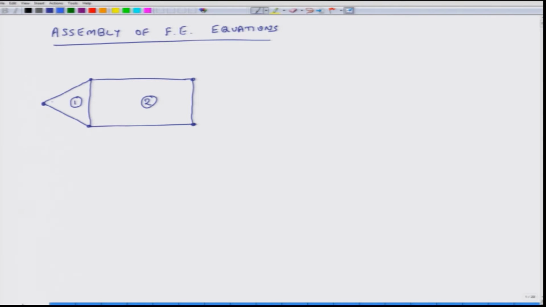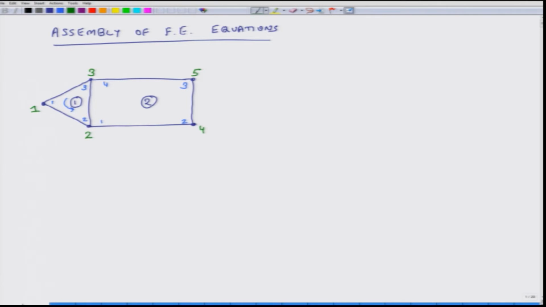And what I am going to do is I will specify element specific node numbers in light blue colors. So, for element 1, my node numbers are 1, 2 and 3, and for element 2 it is 1, 2, 3 and 4. And then I am also going to specify the global node numbers. So, that is specified in green. So, 1, 2, 3, 4 and 5.